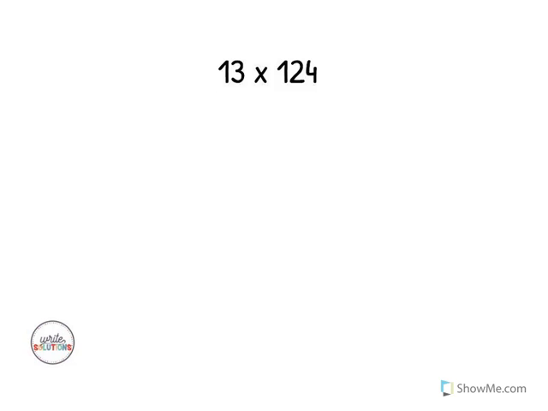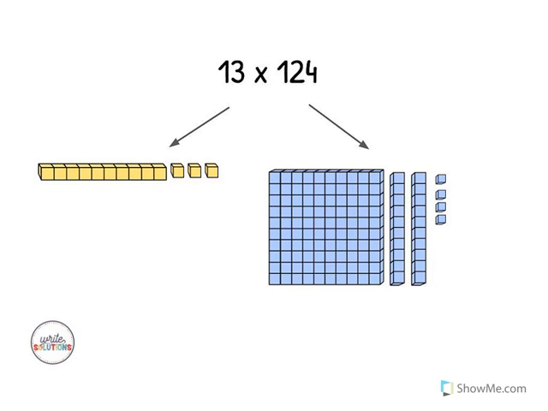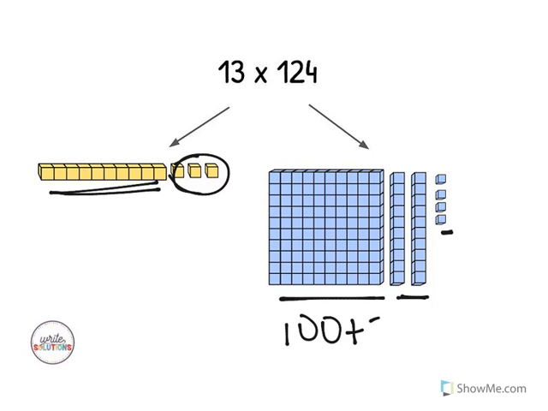Let's take a look at the area model for multiplication. When we use the area model, the first thing we do is decompose our factors. So when we decompose 13, we have a 10 and 3 ones. When we decompose 124, we have a 100 flat, 2 10 rods, and 4 unit cubes. So we have 100 plus 20 plus 4.